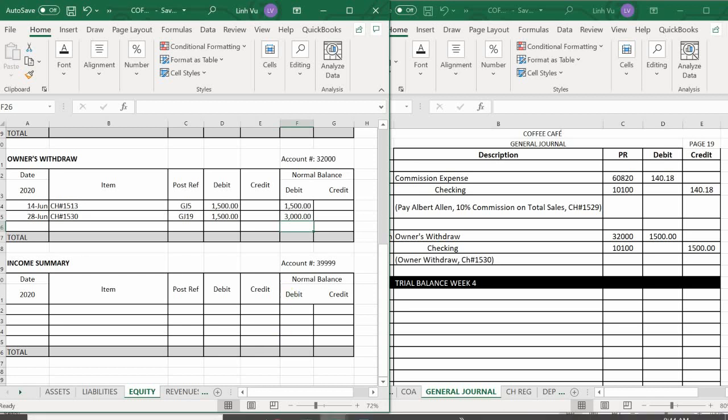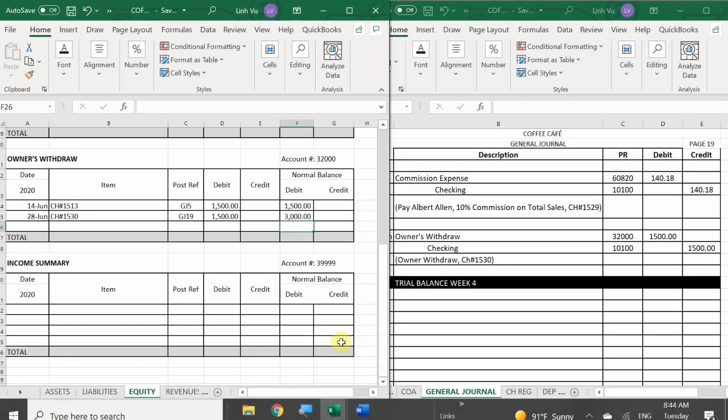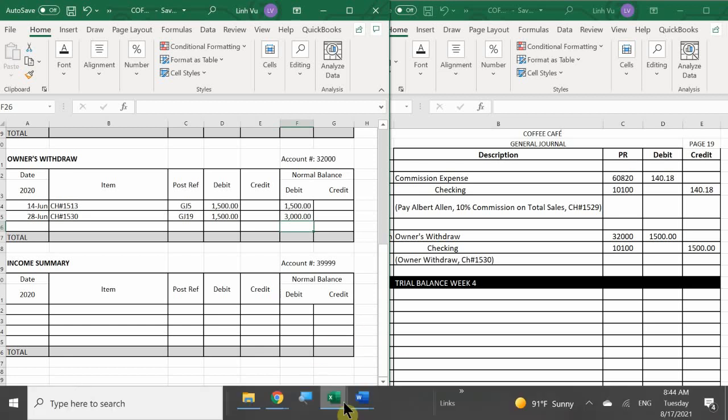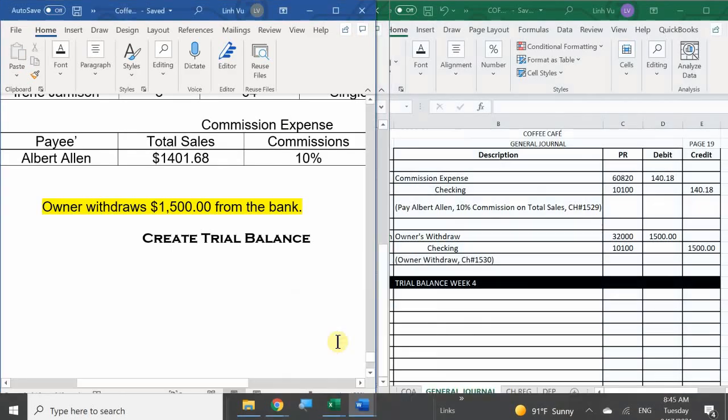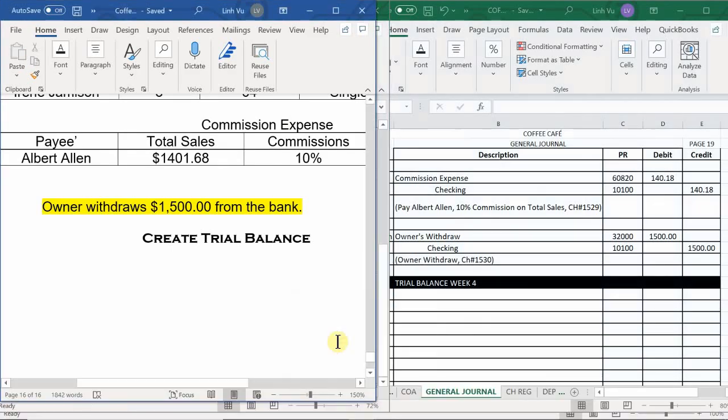So that's the last thing that we have to do here, which is the trial balance, because we finished the journal and we finished posting it to the ledger. Now in this case, this is dealing with the owner, right? The owner is not a customer, a vendor, or an employee. He doesn't work for the company. He owns the company. So in this case, we don't need to deal with a subsidiary ledger.